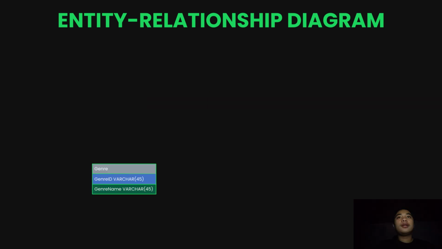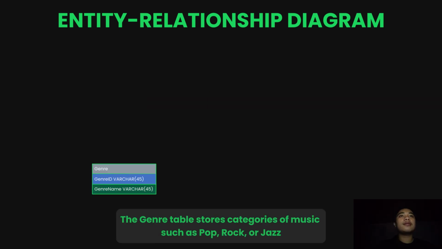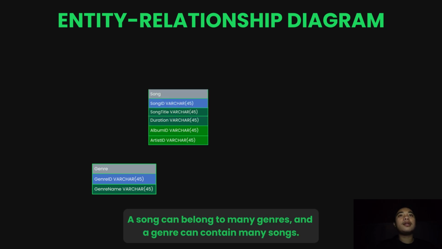The genre table stores categories of music such as pop, rock, or jazz. A song can belong to many genres. The genre can contain many songs.